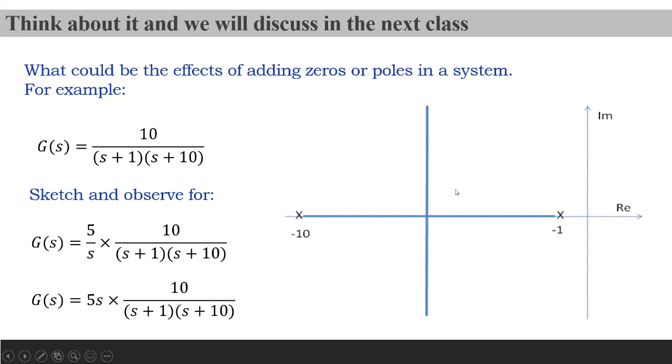You have to see that and tell me in the next class what happens to this sketch when you add an additional pole, and what happens if you add an additional zero, say s equals 0 here. Think about it, sketch it, use whatever you can find in textbooks and online resources, and let me know what feedback you have in the next class.